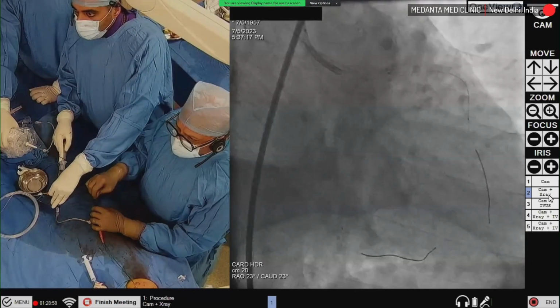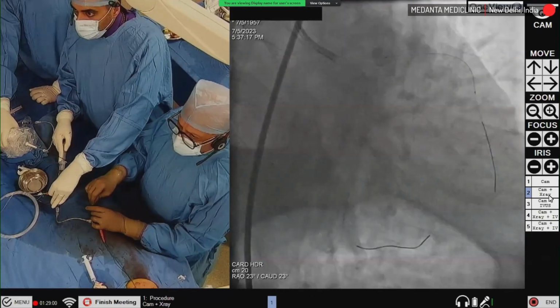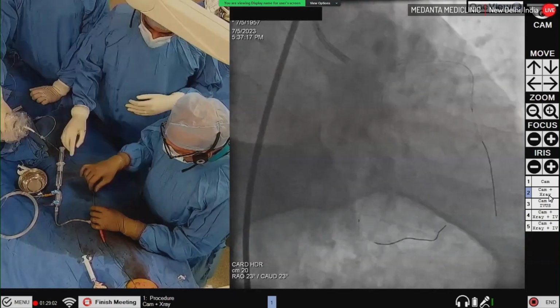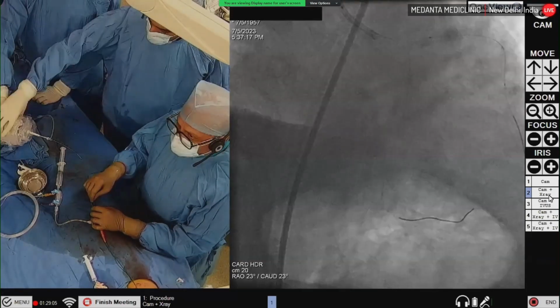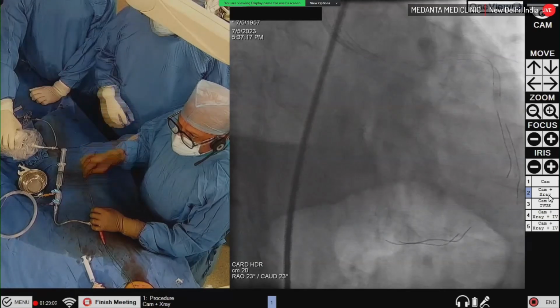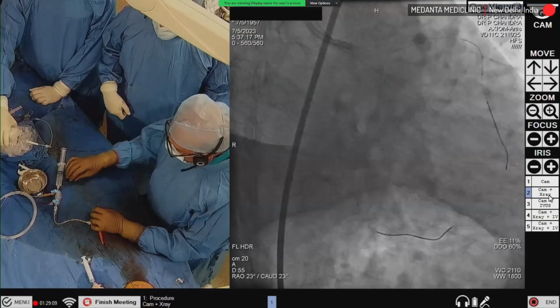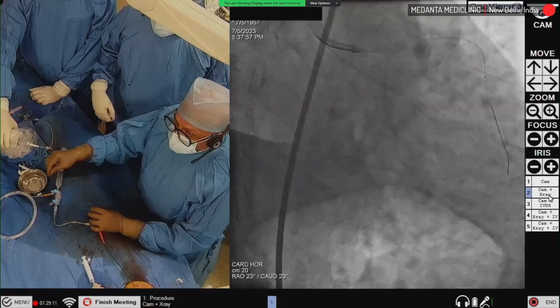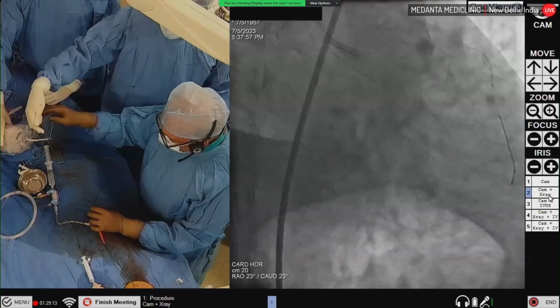No, I think there is some problem with this wire. Other wire. No, don't pull, don't pull. I will take this wire out. It's not required anymore. Yeah, take this out.